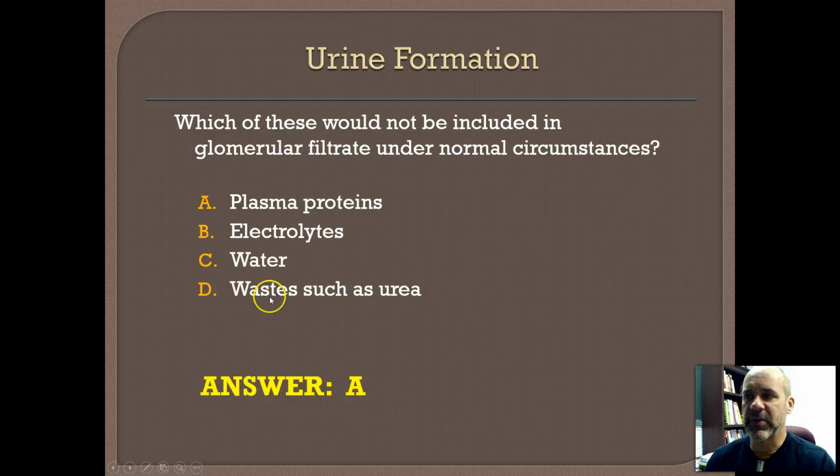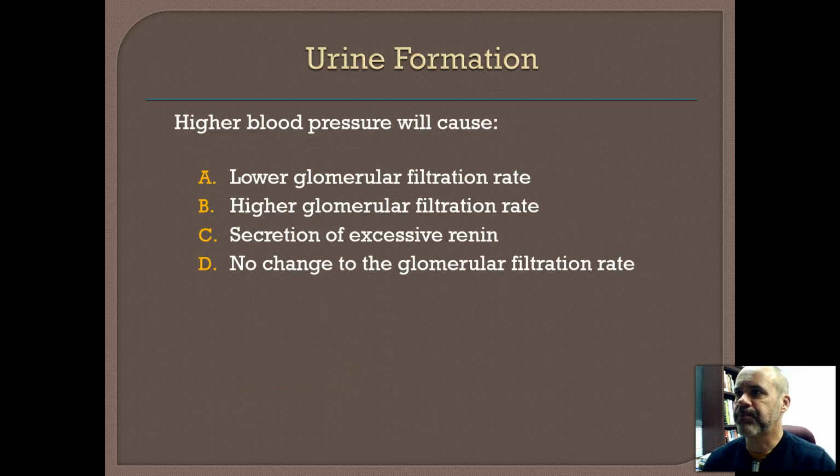Water, of course, gets filtered out. And waste such as urea, we want to get rid of waste, so those are going to be filtered into the urine as well. All right, higher blood pressure will cause, this gets into the glomerular filtration rate, what volume of fluid per hour is being filtered out of the blood. That's your glomerular filtration rate.